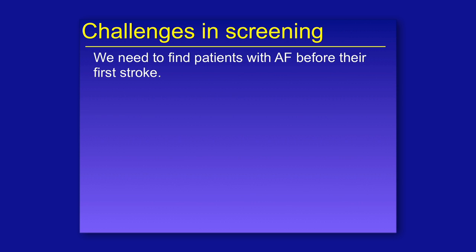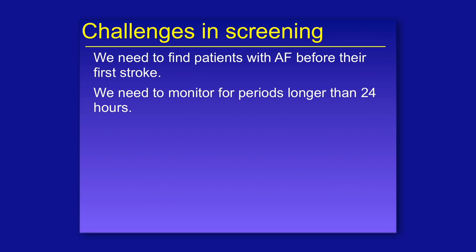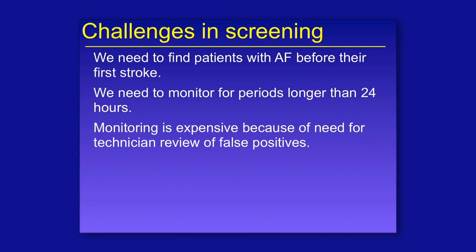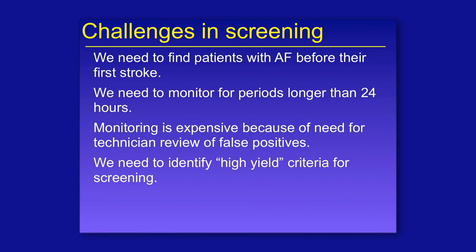We need to find the patients with atrial fibrillation before their first stroke. We need to monitor for periods of longer than 24 hours, because that's too short a period of time to pick up the atrial fibrillation reliably. If we're doing that monitoring for long periods of time, it's very expensive because of the need for technician review of false positives. The existing algorithms are very inaccurate and frequently will say that somebody has atrial fibrillation when they don't have atrial fibrillation. We also need to identify high-yield criteria for screening.